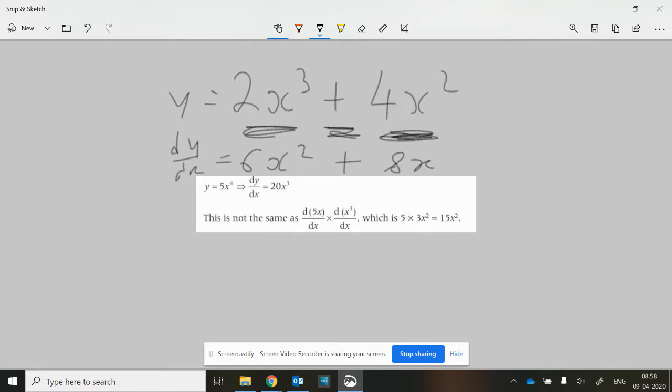But the example that they're giving in the book is they're saying, well, check out this, for example, 5x to the power 4 differentiates to 20x cubed. Now, if we split that up, 5x to the power 4 into 5x and x cubed, and differentiate those two separately, then we get 5 times 3 times x squared, which is not the same as this thing here. So when you have a product of two functions, you cannot differentiate one and differentiate the other and then multiply them together. So what do?